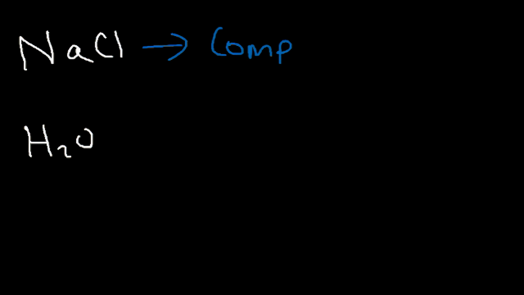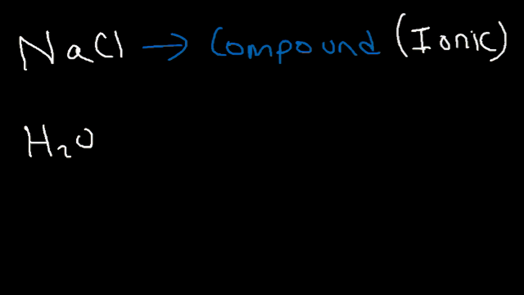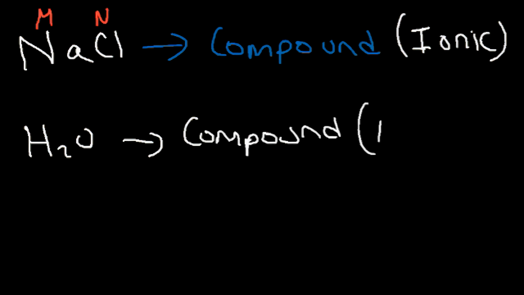Now what about sodium chloride? How would you classify it? And let's compare it to water. Sodium chloride is a compound because it has two different elements. But this is not a molecular compound. This is known as an ionic compound because sodium chloride is composed of ions. Whenever you see a metal and a nonmetal, it's usually ionic. Water is a compound as well, but it's also a molecule, so it's a molecular compound.